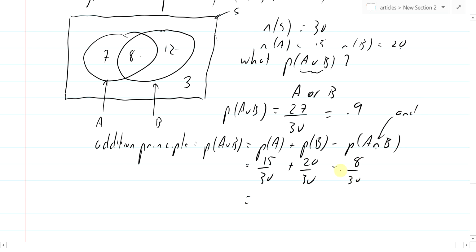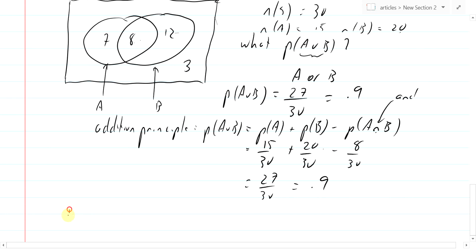If you combine that into one thing, you get 35 minus 8, 27 out of 30, which is 0.9, as we got before. So that's the probability of A union B. Great. So what's the probability of picking something not in A or in B?